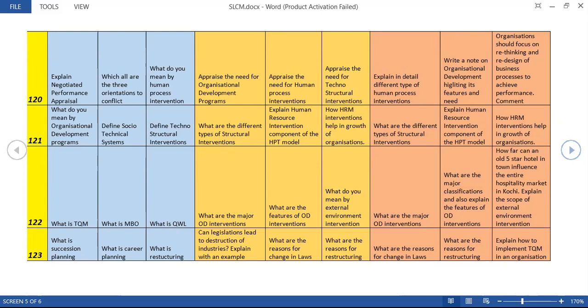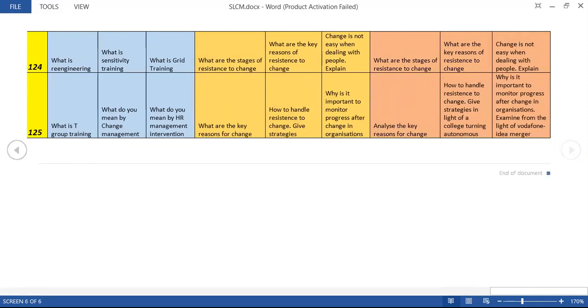It's based on organization to organization, but you can have quality improvements in all sectors like production, human resource, marketing, finance, and all areas to bring in total quality management. Then re-engineering is again concerned with restructuring. Then sensitivity training, grid training, and all are different types of training for your human resource so that the organization performs better. It's all concerned with OD, organization development.